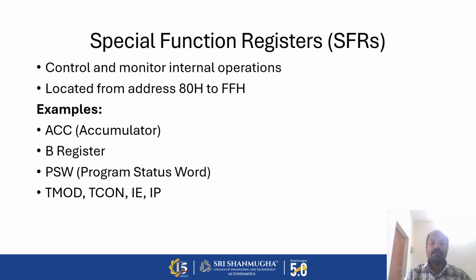These are the special function registers used in the 8051, with which we can control and monitor internal operation. They are located from address 80 to FF. The examples are the accumulator, B register, program status word, TMOD, that is timer mode, timer control register, interrupt enable and interrupt priority. All of these come under the special function registers.